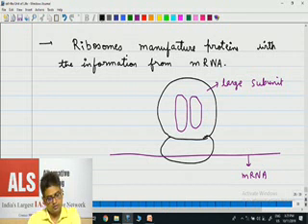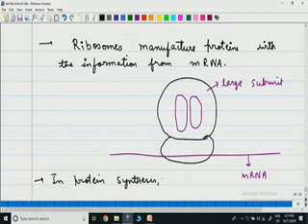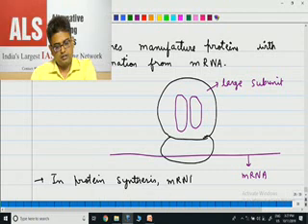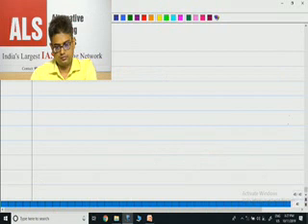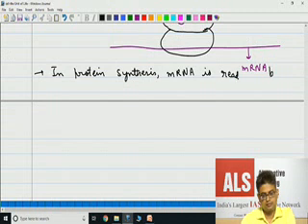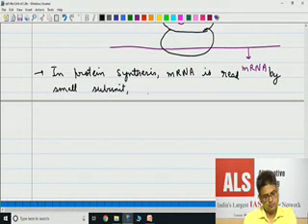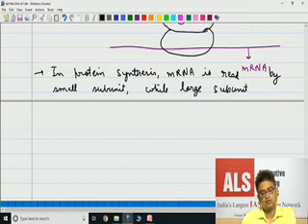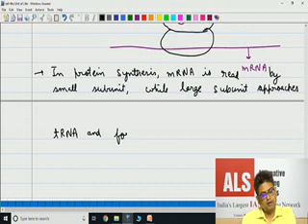In protein synthesis, messenger RNA is read by the small subunit, while the large subunit approaches transfer RNA and forms peptide bond.